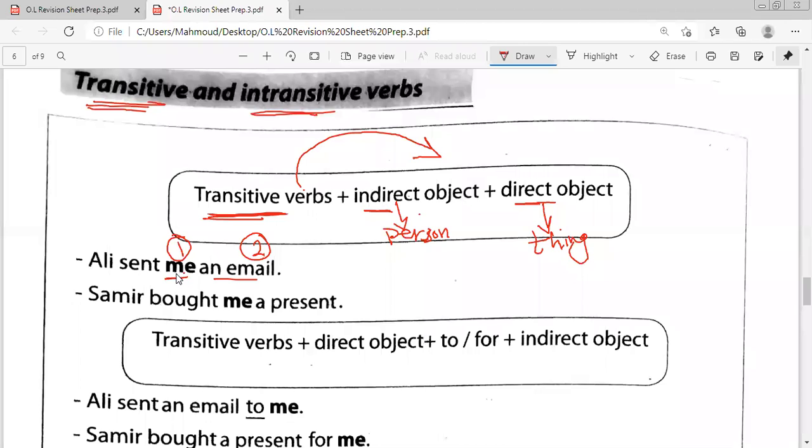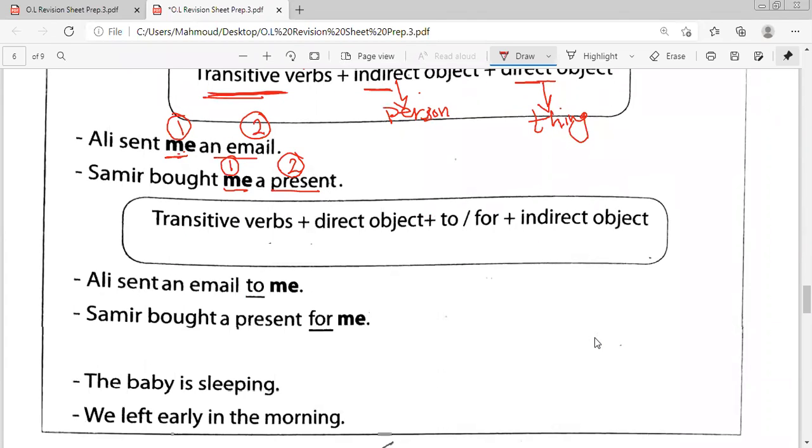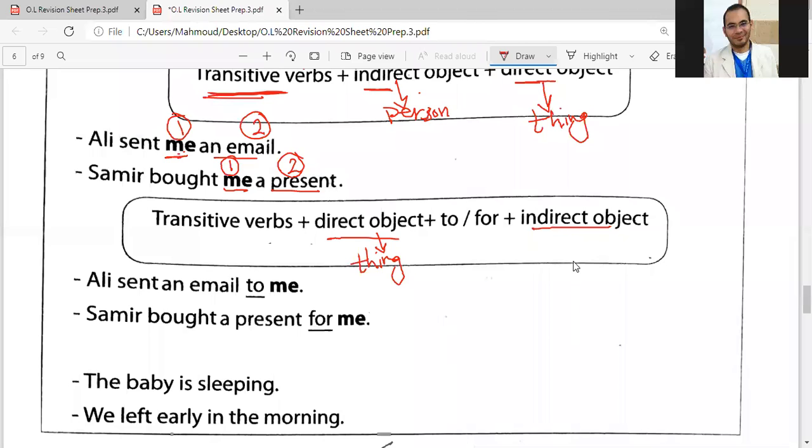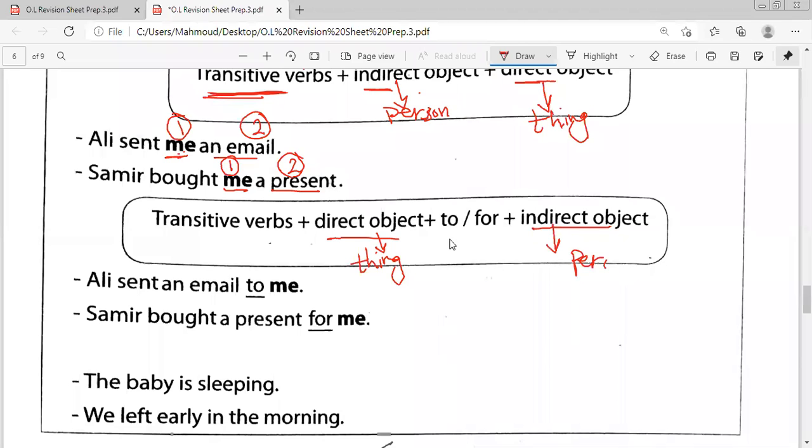If you start here with the first object, with the person, you will not use a preposition. You will say Ali sent me an email directly. Samir bought me a present. Me here is the first object. This is called the indirect object, and a present is the direct object, which is the thing. But if you want to change the places between the person and the thing, or the direct object and indirect object, and you start here with the thing and then the person, you have to put between them one of these two prepositions, to or for.